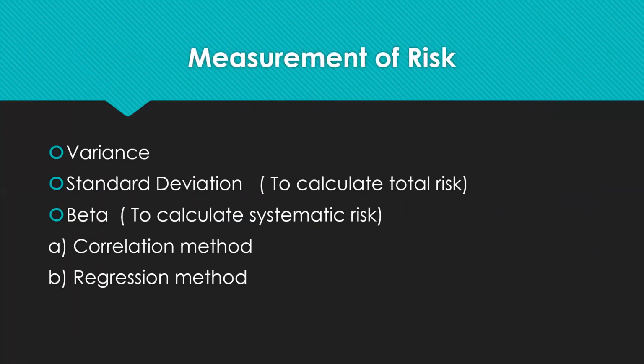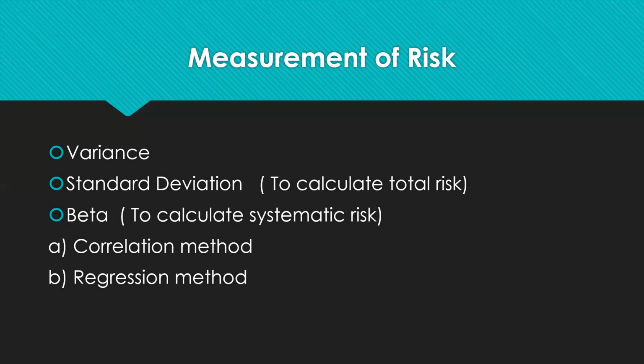Now we'll start explaining how to measure the risk. There are various statistical tools to assist you in calculating the risk. Some of it is variance, standard deviation, beta value, etc. Now, the standard deviation is the most widely accepted or popular method of calculating your total risk.